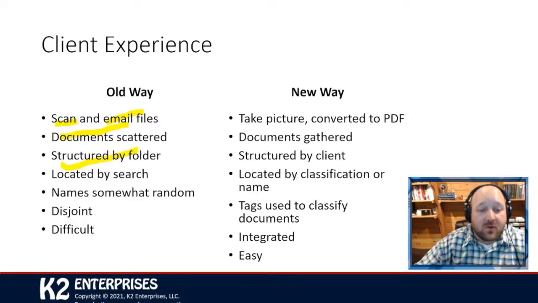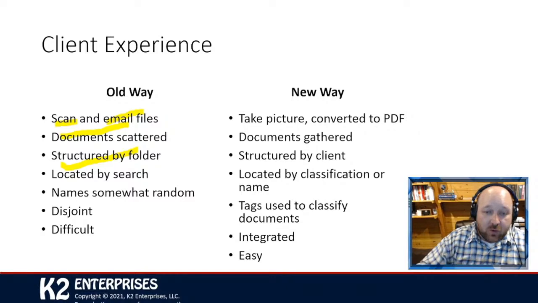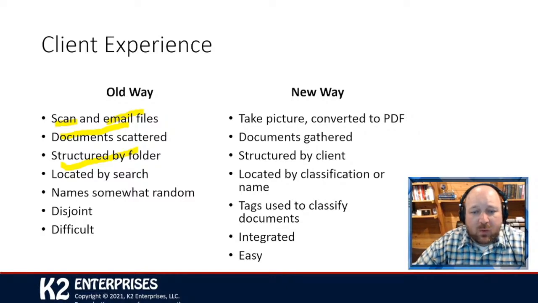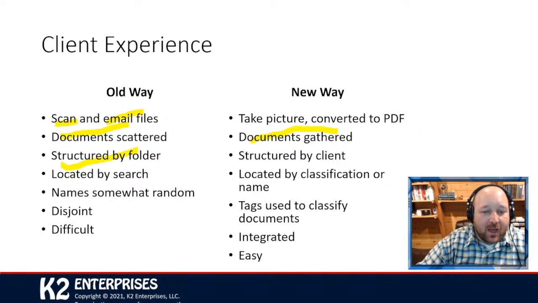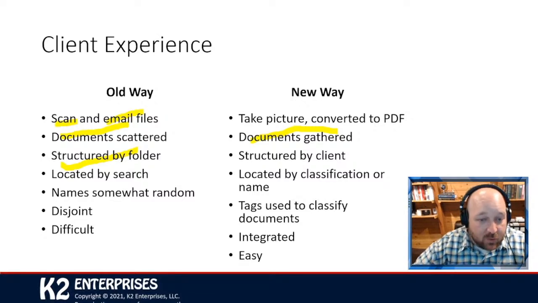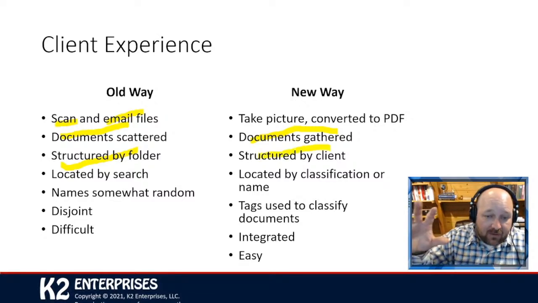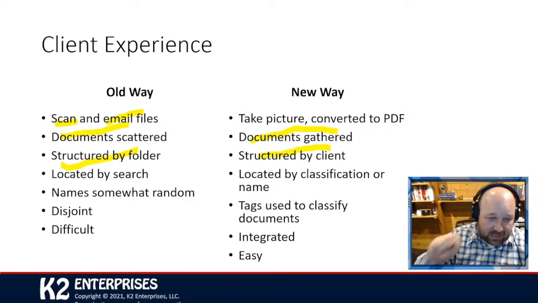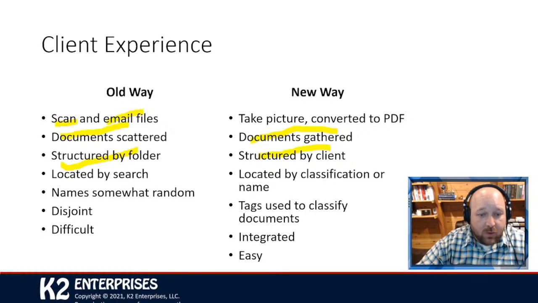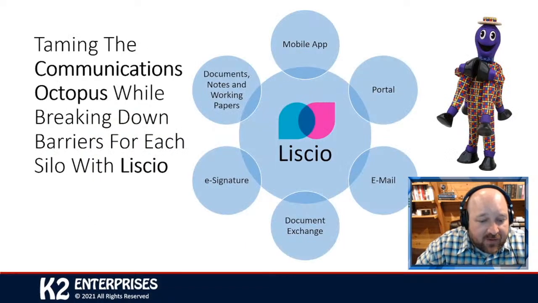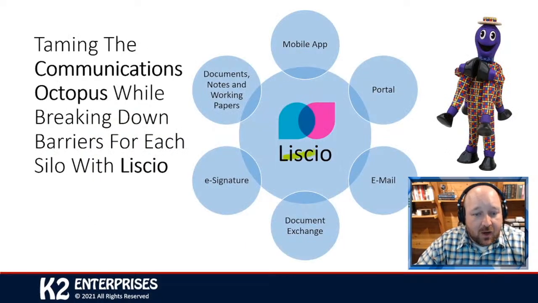The new way that we want to do this, when we scan things and organize them, we want it, for example, to be converted into a standard format like PDF. We want to get rid of TIFF files and JPEGs. We want everything to kind of be standard. We want our documents gathered into one place and ideally structured in such a way that they're easy to work with. Typically around client, then by engagement, then by year is a really good way of doing it. We want to be able to use tags, for example, to classify documents, and we want it to be very integrated and easy. A solution that I have found that works really well with this is Liscio.